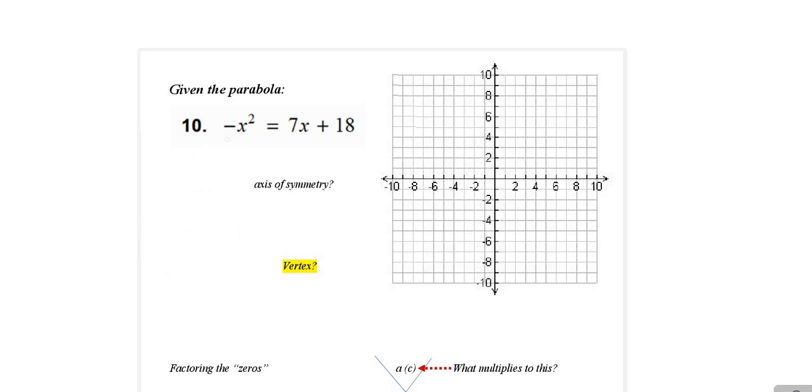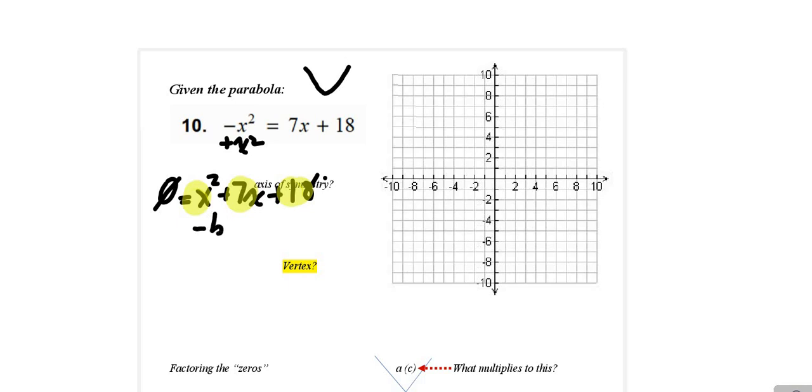So I'm going to go ahead and move the x squared over to the other side. So I get 0 equals x squared plus 7x plus 18. Now take a close look. Our A is now positive when we do that, so I was mistaken. It goes upwards.